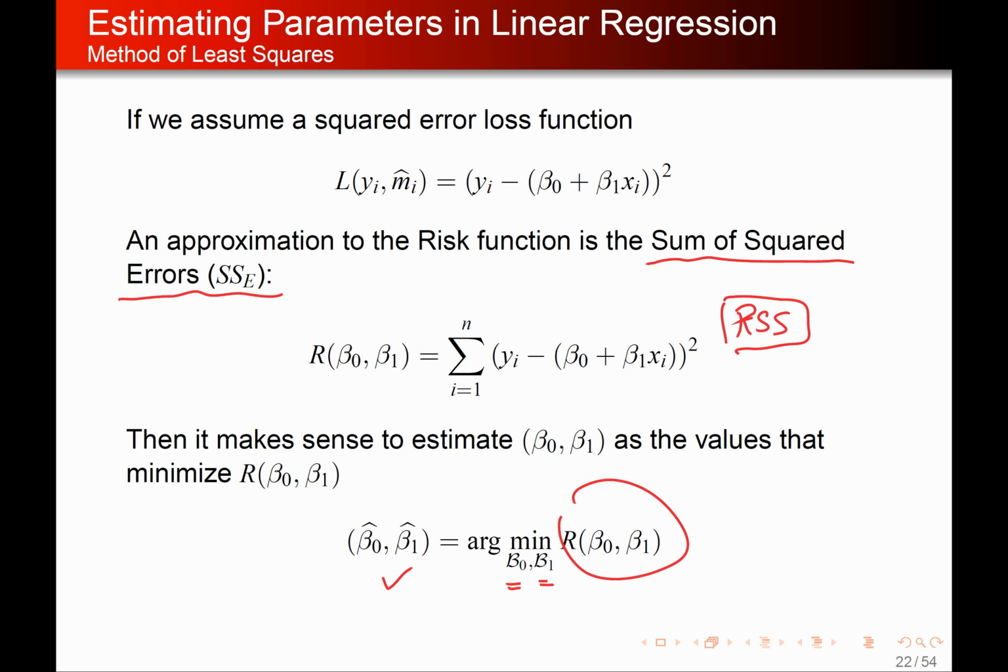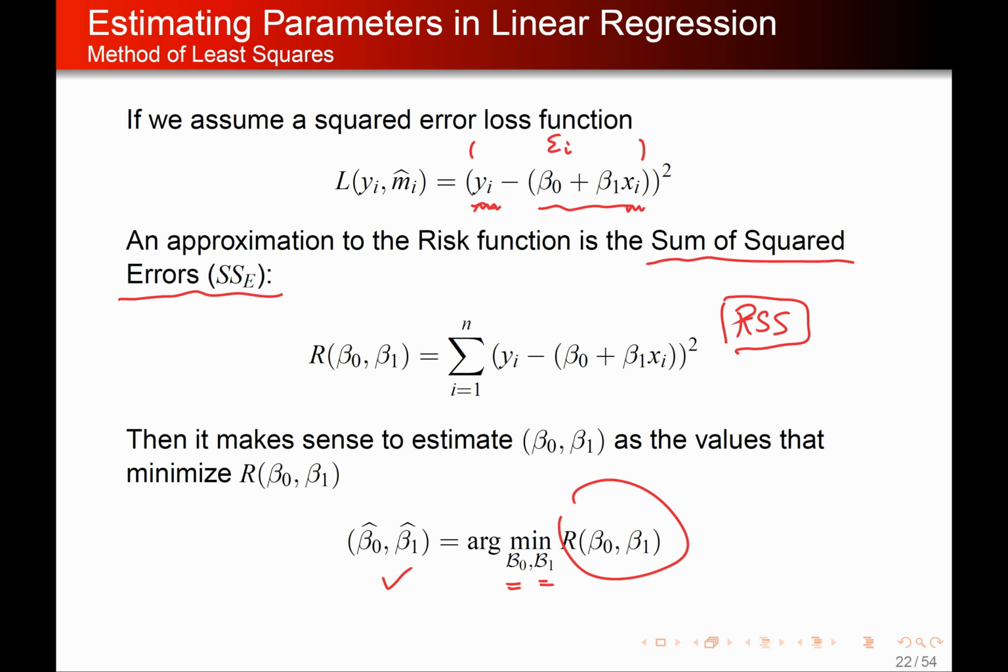So now, in simple linear regression, we have the data, xi and yi. This is the response and this is my predictor. And this is a model: y minus (beta 0 plus beta 1 xi). And this whole term is actually my epsilon i.